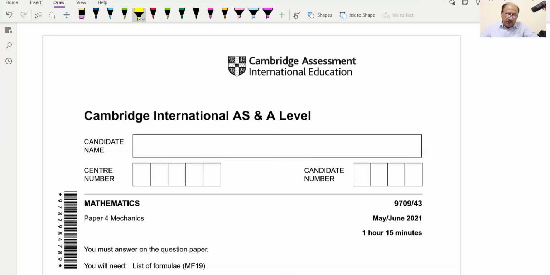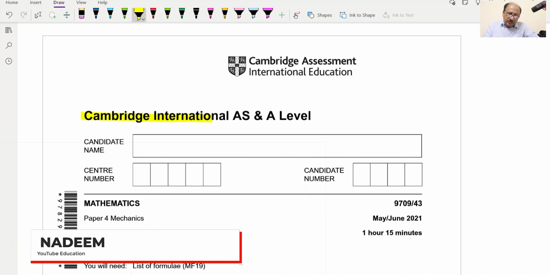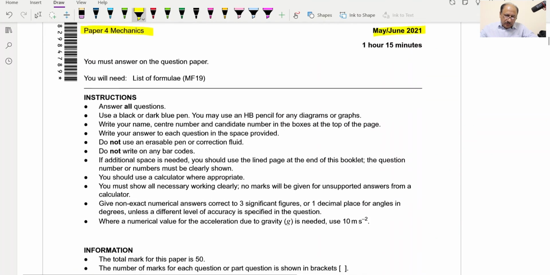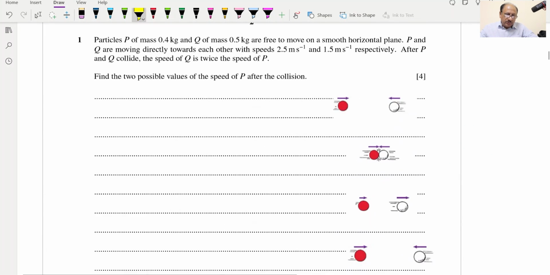Hello everyone. Today we'll be going through Cambridge International AS A-Level Mathematics Paper 4 Mechanics 970943 May June 2021. So let us go to question number 1.